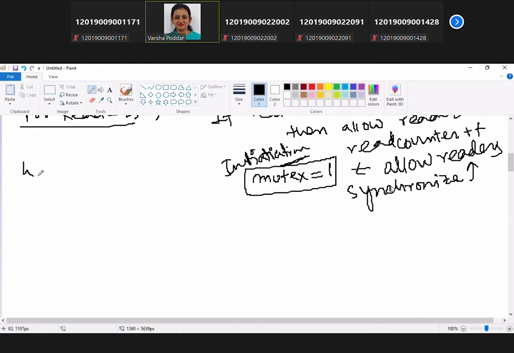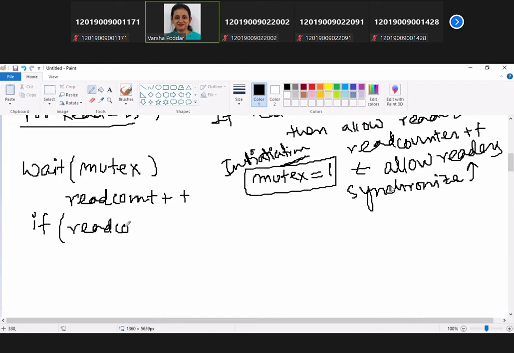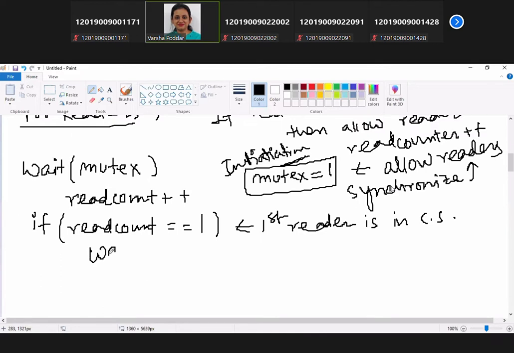So first case, when I am entering. So a reader is entering, so read count plus plus. If my read count is 1, that means at least one reader is inside. This means the first reader is inside, is in the critical section, right? Writer will not be allowed.